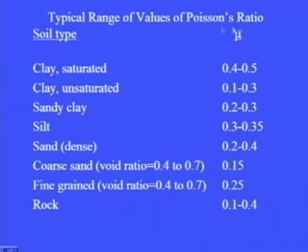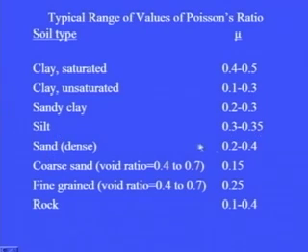Typical range of values of Poisson's ratio is dependent on the type of soil, and it varies from 0.1 to 0.5. Now, for clay in saturated condition, this value is taken as 0.4 to 0.5. 0.5 is the maximum for the undrained condition. For clay unsaturated, it can be taken between 0.1 and 0.3. For sandy clay, 0.2 to 0.3. For silt, 0.3 to 0.35.